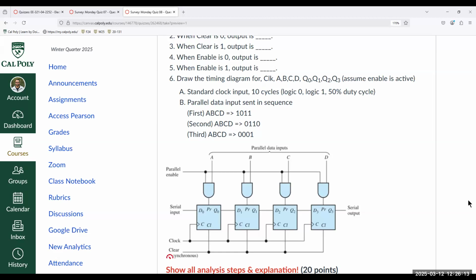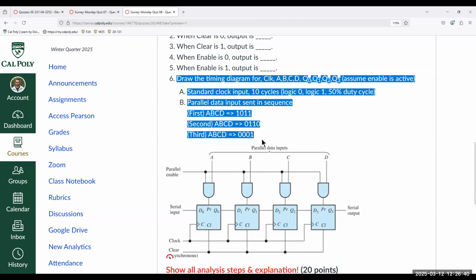Output stays in its previous state. When enable is 1, output is equal to the input. Again, for concept questions everybody has different words, but as long as the meaning is conveyed, you get full points. All right, timing diagram. Assuming enable is active, there are a couple of different ways to display the timing diagram. So let's talk about that.